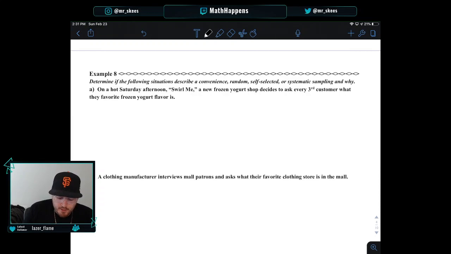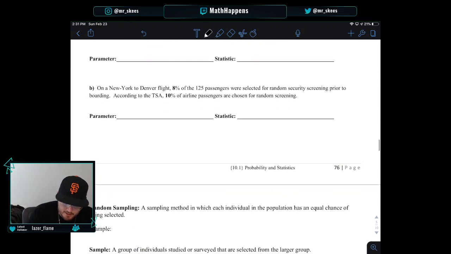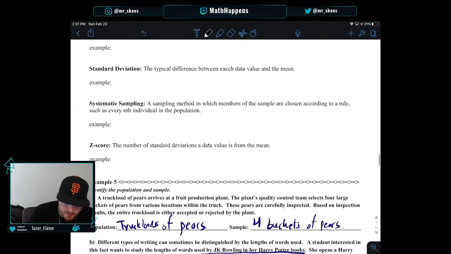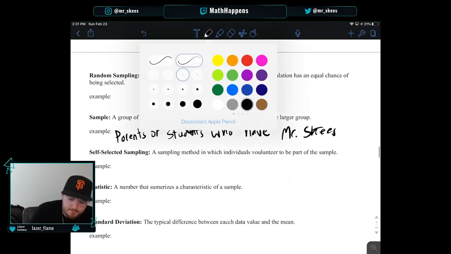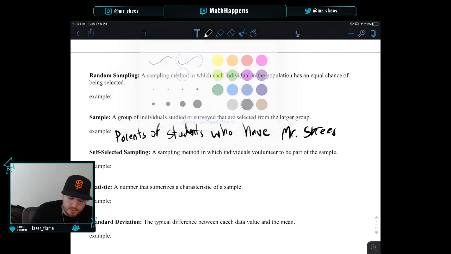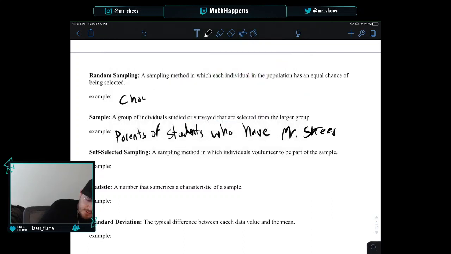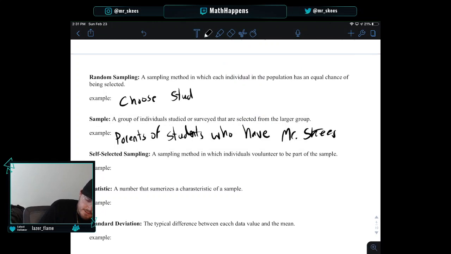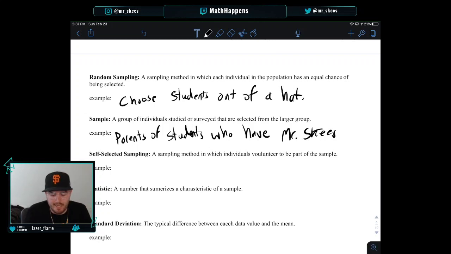Determine if the following situations describe a convenience, random, self-selected, or systematic sampling. These are easy, but let's take a look at each of these types of sampling. Random, right? I mean, we all know what random is. How about just choosing students out of a hat, for example. If I want to sample you guys and I don't want to take a survey of all of you, I just choose your names out of a hat and say, oh, the first 10 names.